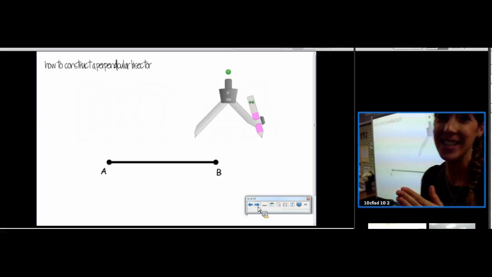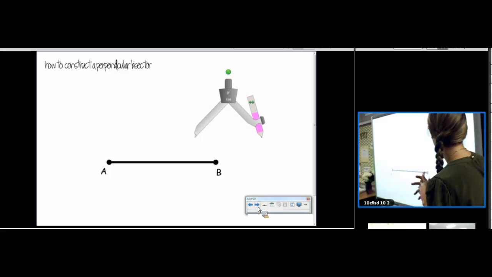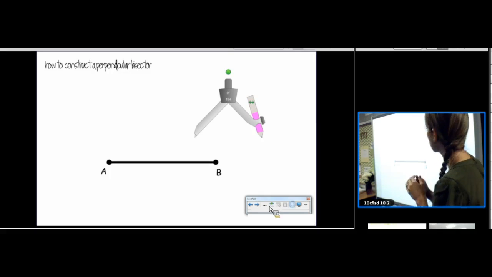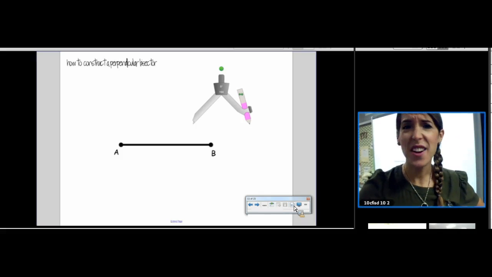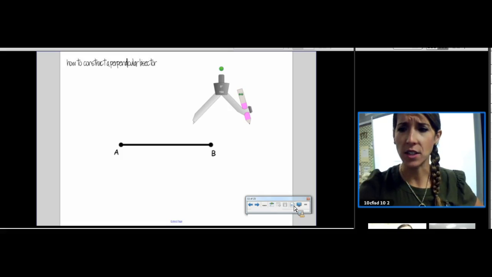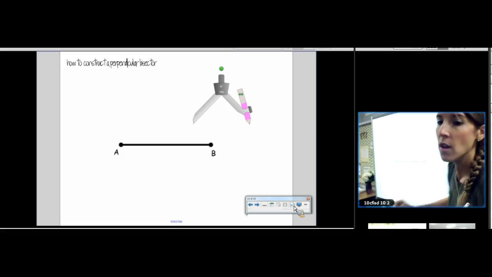Okay, here's the good stuff. Here's what we're really doing today. We are going to construct what's called a perpendicular bisector. Now, you don't need to understand really what a perpendicular bisector is. The perpendicular bisector is going to get us a midpoint of a segment. In this unit, we learn about midpoints, so that's why we're constructing this today.